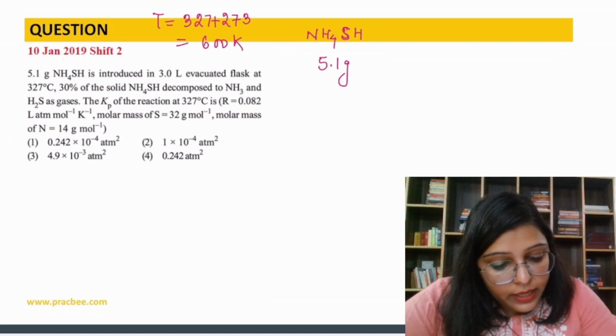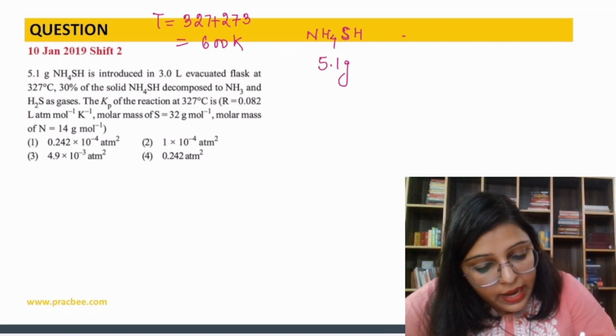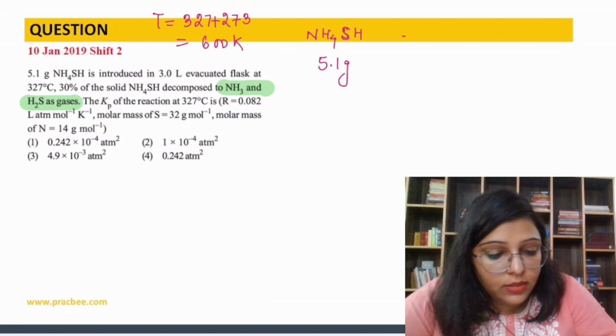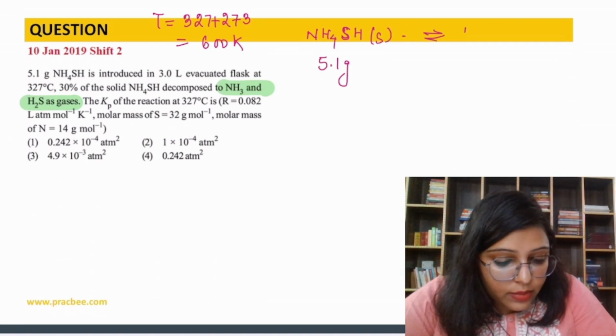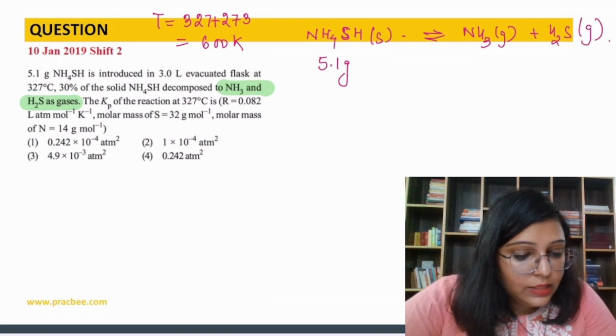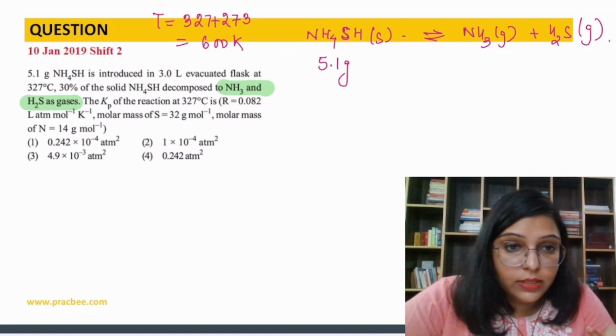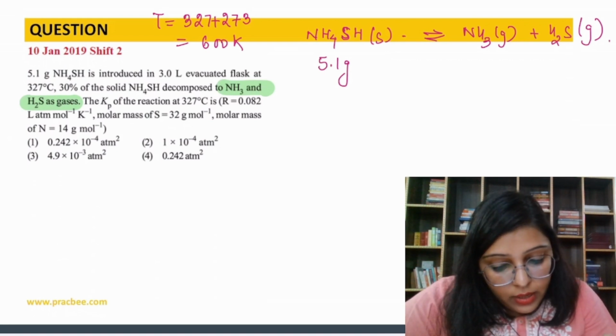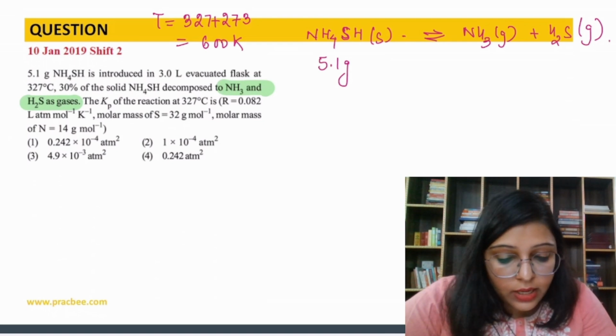And it decomposed into NH3 and H2S gas. So that's a solid, and it decomposed into NH3 gas and H2S gas. The equation is balanced? Yes, the equation is balanced. Okay. 30% of the solid NH4SH decomposed.